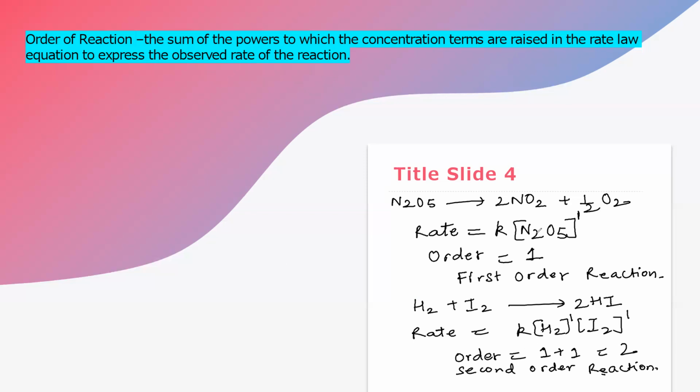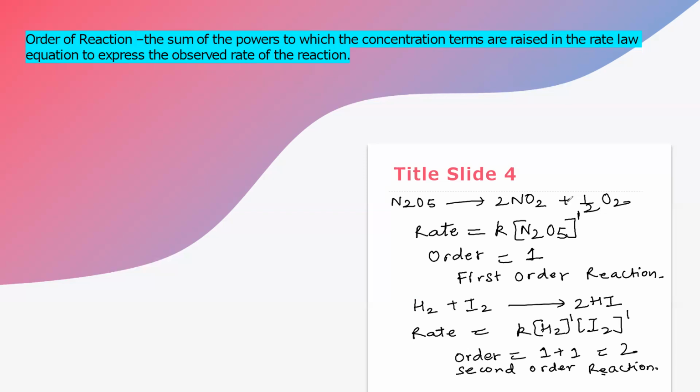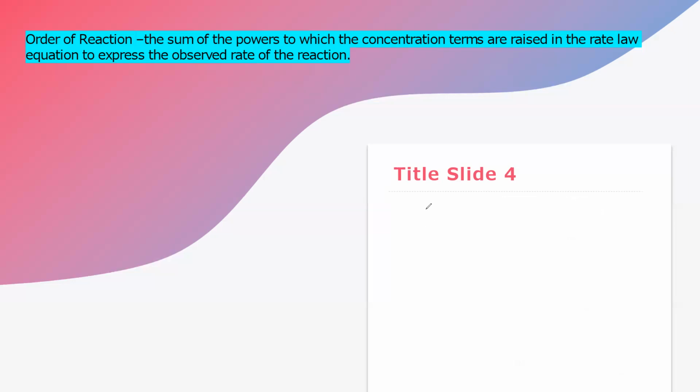Okay. So the order of the reaction could be fractional also. The ones we discussed here are experimentally determined. These are not hypothetical examples. They really happen. So dissociation of N2O5 is a first order reaction, whereas formation of hydrogen iodide is a second order reaction. So the order of reaction can be fractional also.